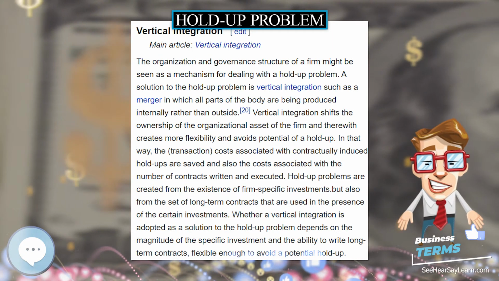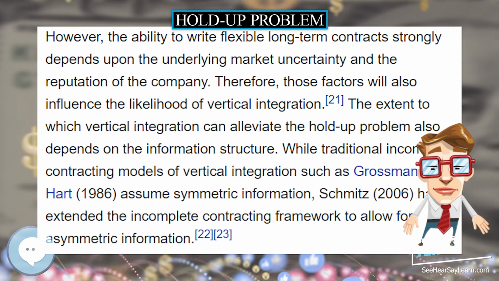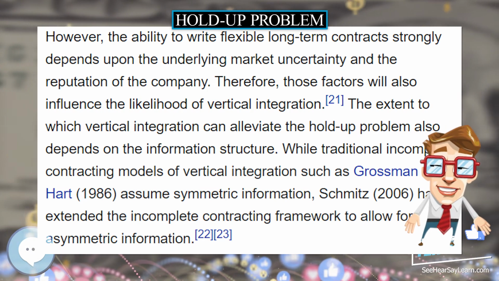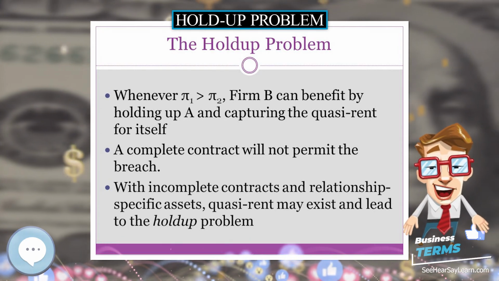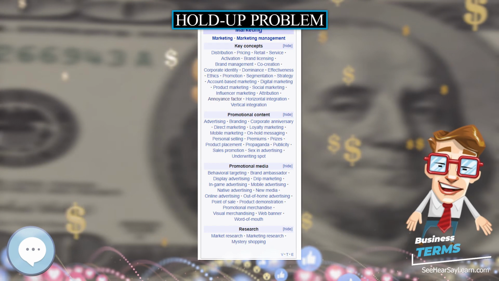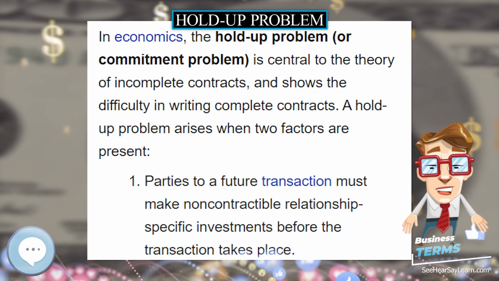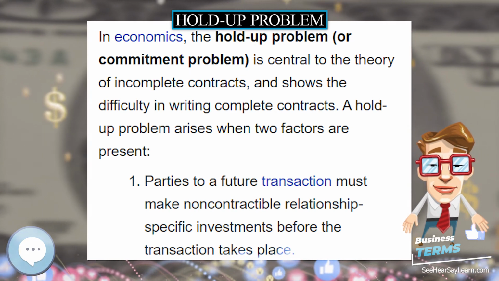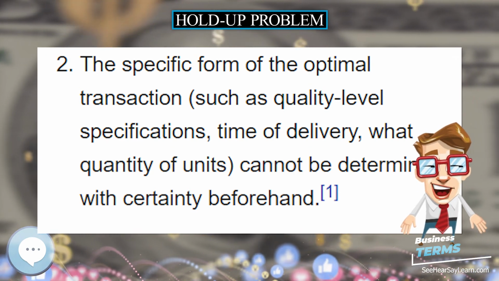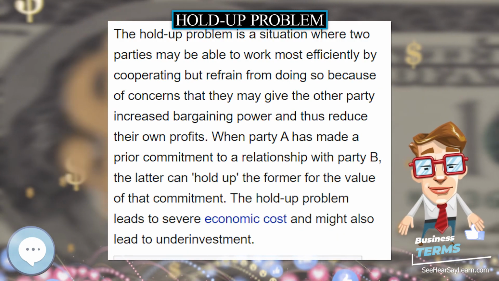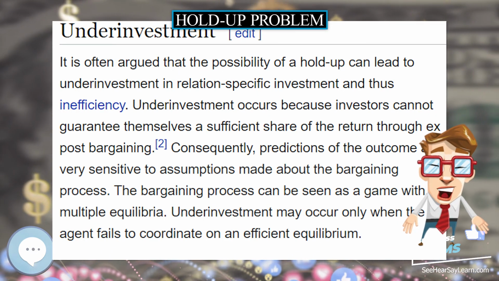Hold-up problems are created from the existence of firm-specific investments, but also from the set of long-term contracts that are used in the presence of certain investments. Whether a vertical integration is adopted as a solution to the hold-up problem depends on the magnitude of the specific investment and the ability to write long-term contracts flexible enough to avoid a potential hold-up. However, the ability to write flexible long-term contracts strongly depends upon the underlying market uncertainty and the reputation of the company. Therefore, those factors will also influence the likelihood of vertical integration.